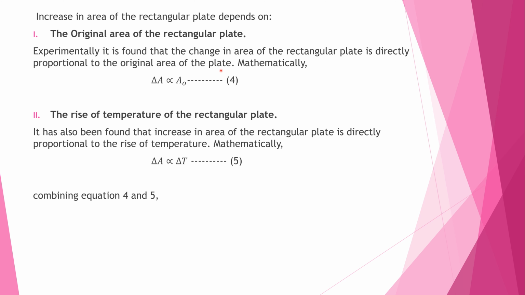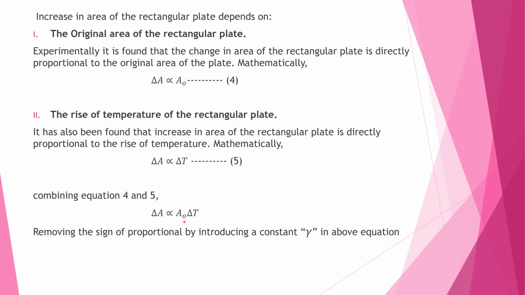So now if we combine equation 4 and 5, we get delta A is proportional to A naught delta T. By removing the sign of proportionality and introducing a constant gamma in the above equation, we get delta A is equal to gamma A naught delta T. I mark it as equation number 6.